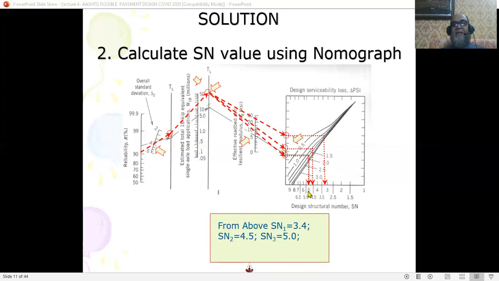One check is that this structural number 3 carries all the layers. So SN3 will always be greater than all the values and SN1 will be lesser than all the values we calculate. So this is how structural number is calculated using nomographs. I hope you have understood, and this is very easy. You just have to know these values, locate those values and keep on working.